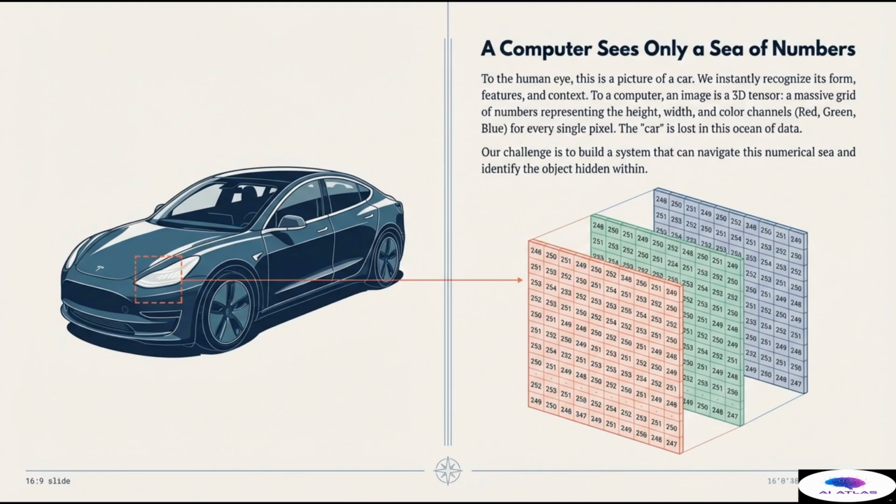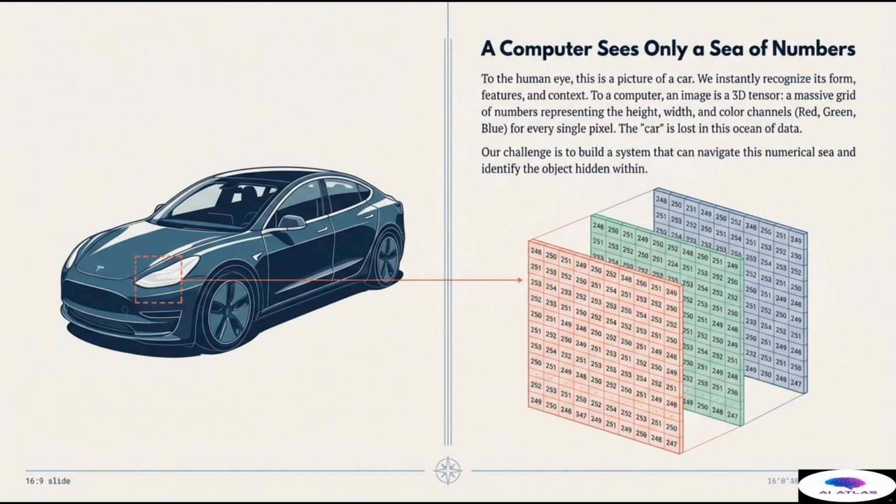Think of the image as having 3 dimensions: height, width, and depth. The height and width correspond to the pixel grid we are familiar with. The depth, however, represents the color channels: red, green, and blue. For every single pixel in that grid, the computer stores 3 numerical values, ranging typically from 0 to 255, quantifying the intensity of each primary color. If we have a high-resolution image, this grid can contain millions or even billions of these 3-dimensional vectors. The elegant car we recognize is entirely lost in this immense numerical ocean.